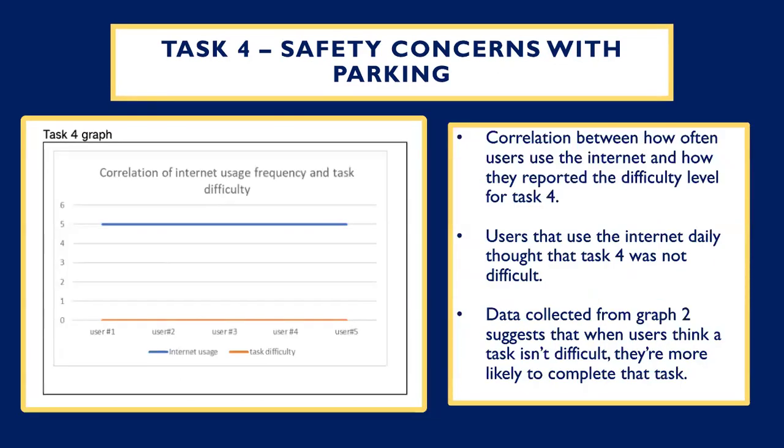So the graph for task 4 is showing the correlation of internet usage frequency and task difficulty. We can see that the users that answered that they use the internet daily had no difficulty performing this task. And the data collected shows that they didn't think the task was difficult at all.